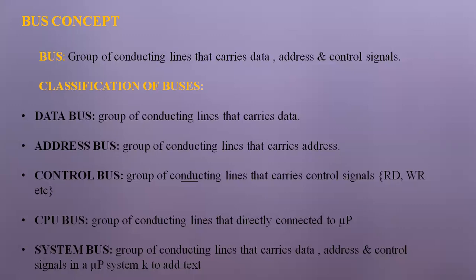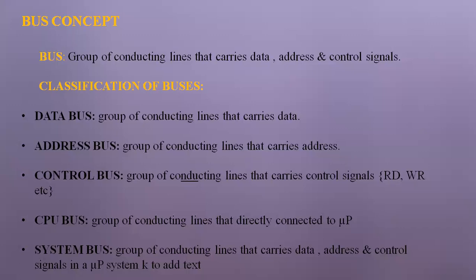Third one is the control bus. These are conducting lines that carry signals such as read and write. There are a number of control signals. We will study the control signals in detail in the instruction set.